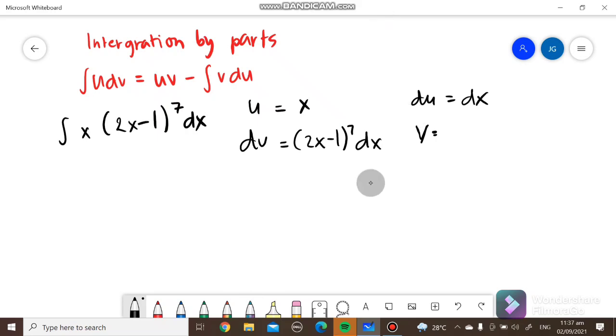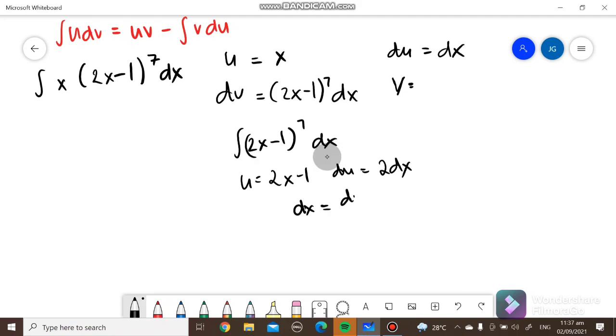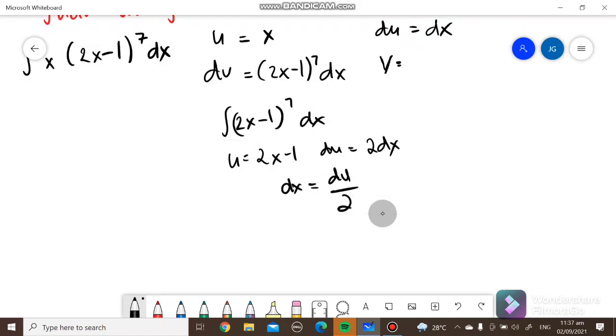And then the integral of that is simply, so ilagay natin dito yung explanation of integration nito. So we need to find the integral of 2x minus 1 raised to 7 dx. So we set u as 2x minus 1, and then the du, or the derivative of that, is simply 2 dx, and then the dx value is equal to du over 2. So, simply may 1/2 tayo dito. So, I can write this as 1/2 the integral of u raised to 7 du.